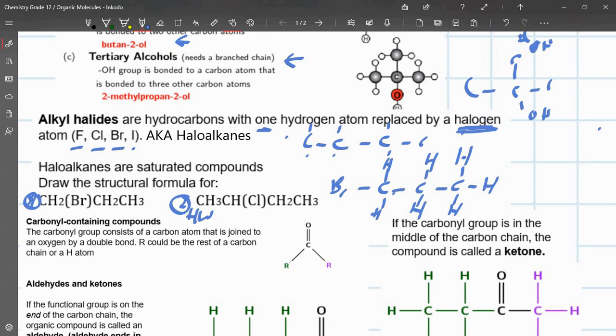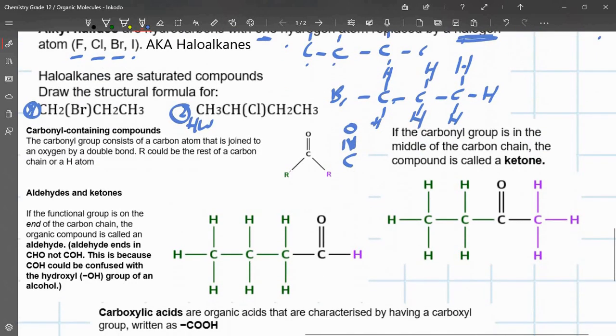Right. So carbonyl containing compounds. A carbonyl group consists of a carbon atom that is joined to oxygen by a double bond. So carbonyl has a double bond here. See, double bonded to oxygen. That's what's known as a carbonyl. There are 2 types of carbonyls that are quite popular, that we use: aldehydes and ketones.